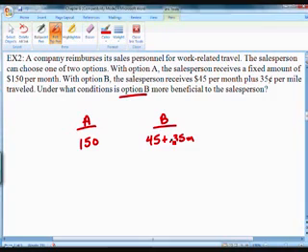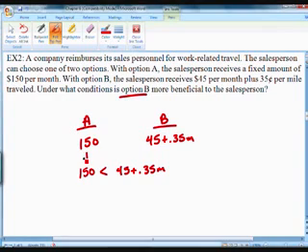And we want to know under what conditions is option B more beneficial to the salesperson. We want to know when you make more money with option B than you do with option A. So how do you set that up? 150 is less than, and since we're talking about more beneficial, let's not do or equal to, because when it's equal, they're equally beneficial. We want to know when it's just more beneficial. So 150 is less than 45 plus 0.35 M.